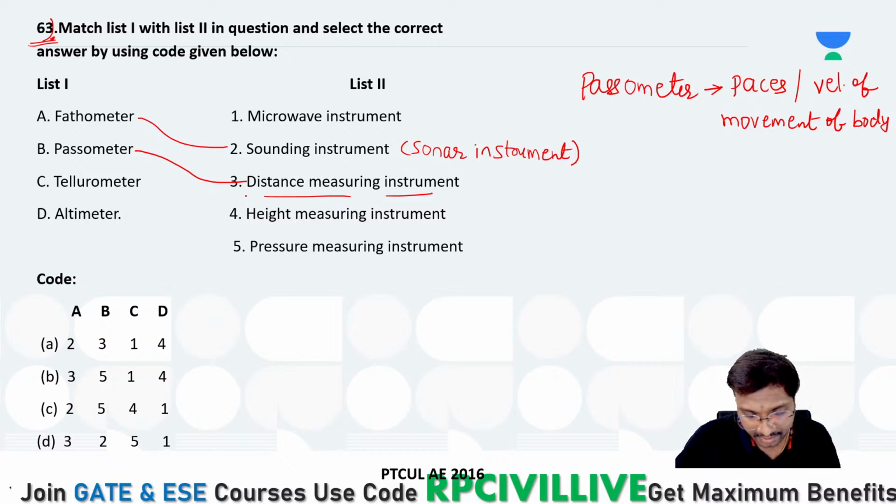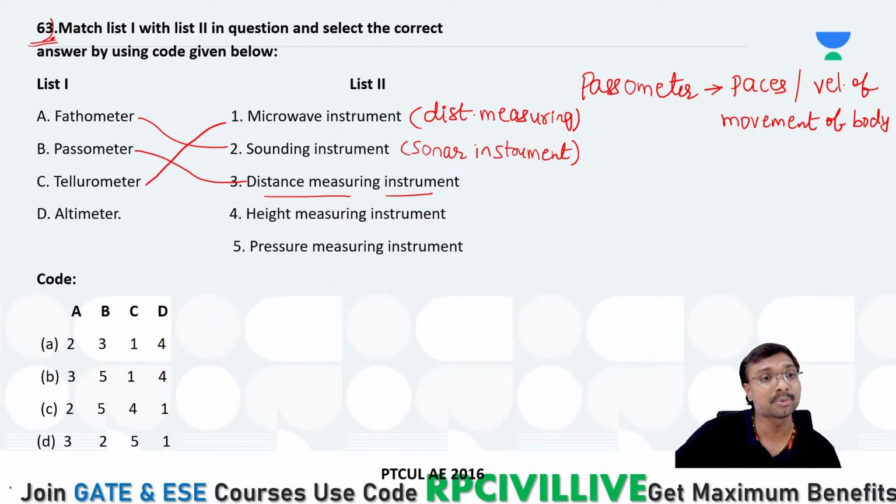Now, what is a tellurometer? Tellurometer is a microwave distance measuring instrument, right?